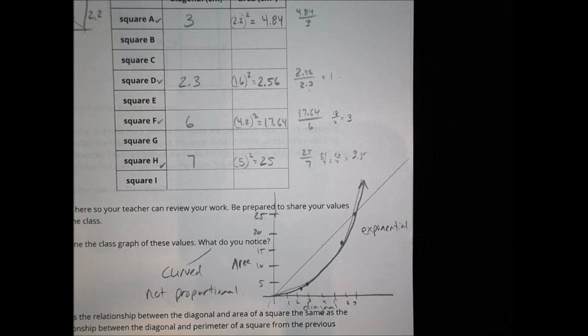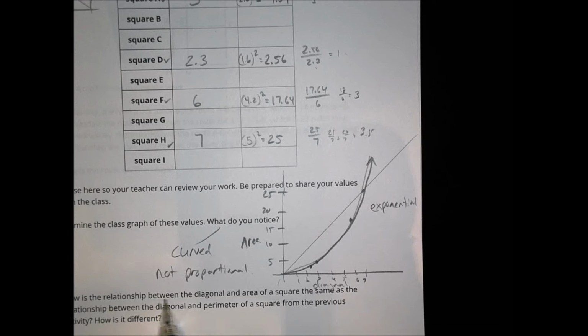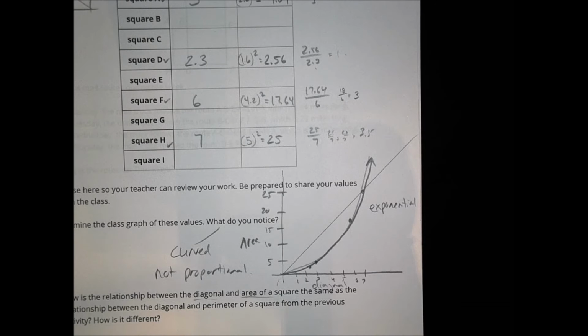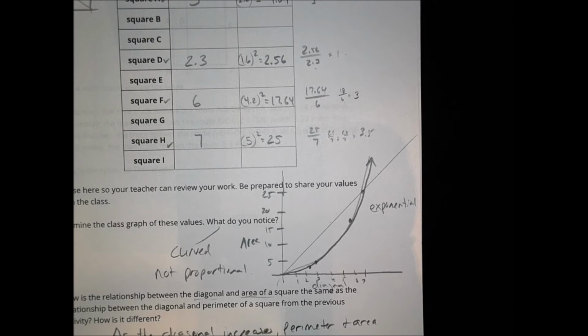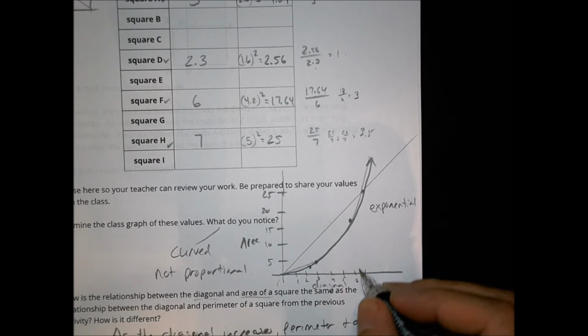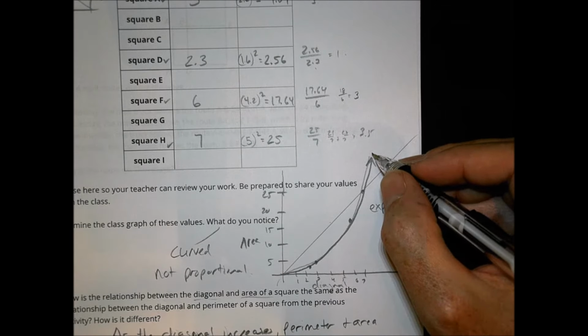So when we look at the relationship between the diagonal and the area of a square, how is it the same as that of the previous activity, how is it different? In terms of its same, we can say that as the diagonal increases, right, so the further we go along the graph this way, the perimeter and the area also increase. And that's a true statement, right? So as this gets larger, our perimeter and area also tend to get larger.